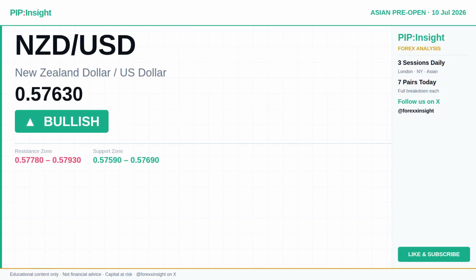Kiwi dollar. The chart is showing bullish structure on this session. The 4-hour trend is to the upside. Resistance is marked between 0.5778 and 0.5793. Support is marked between 0.5759 and 0.5769. Here is the full chart breakdown.